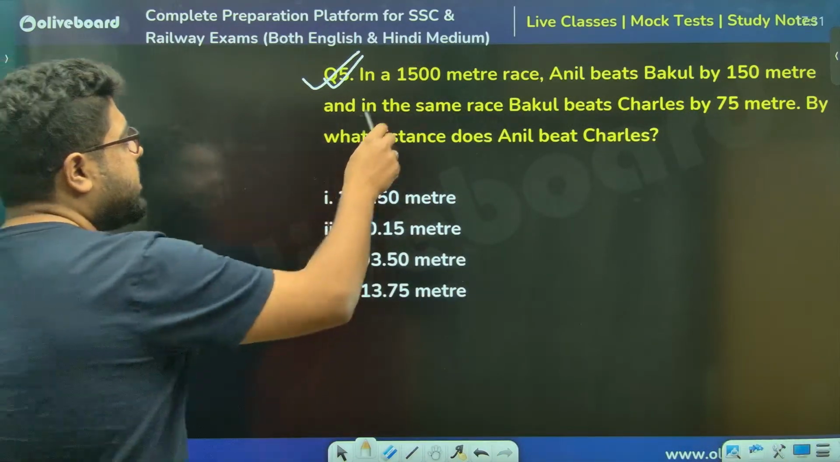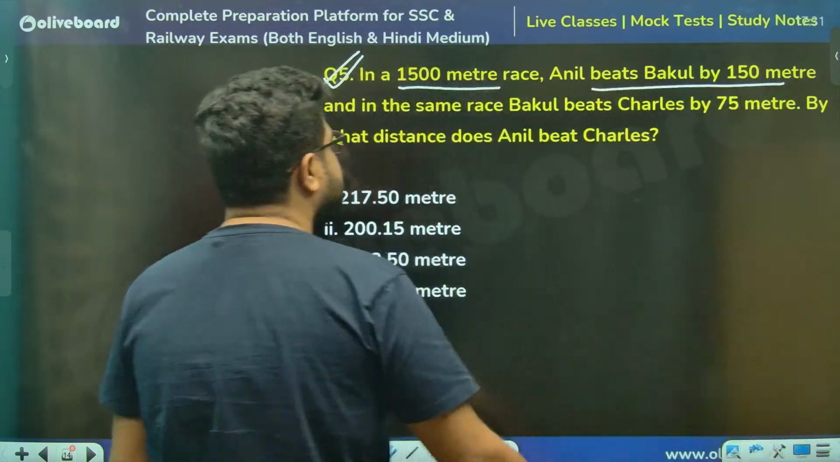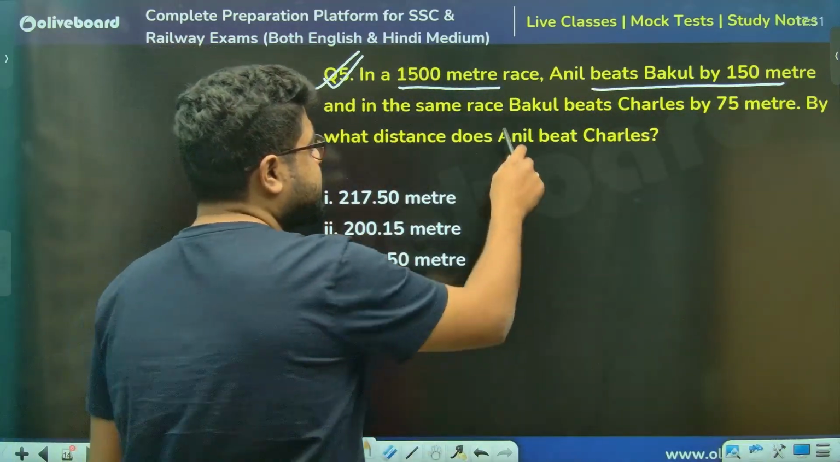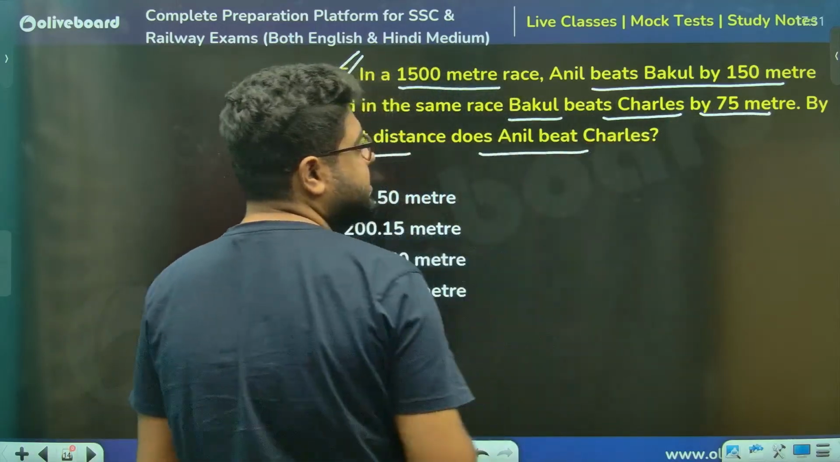In a 1500-meter race, Anil beats Bakul by this. In the same race, Bakul beats Charles by this. By what distance does Anil beat Charles?